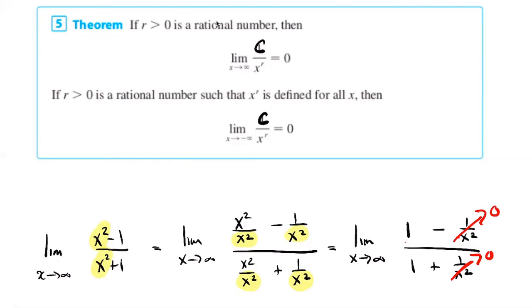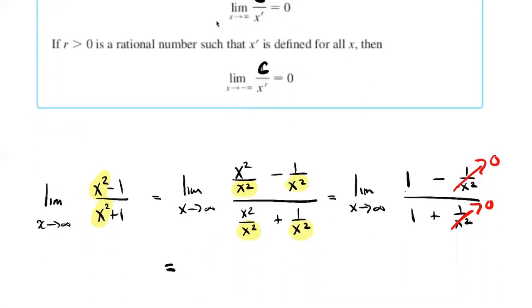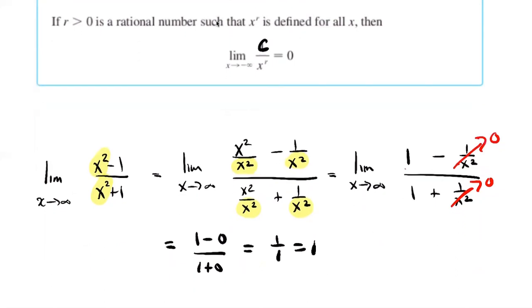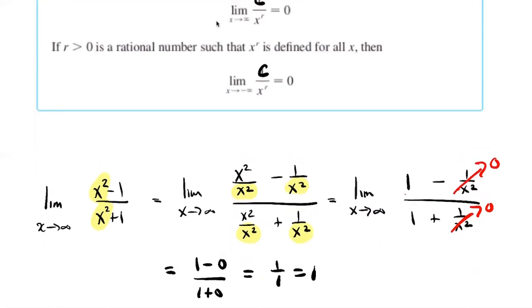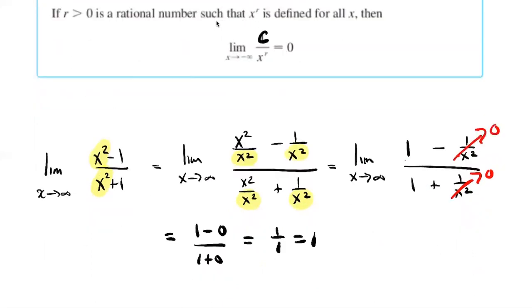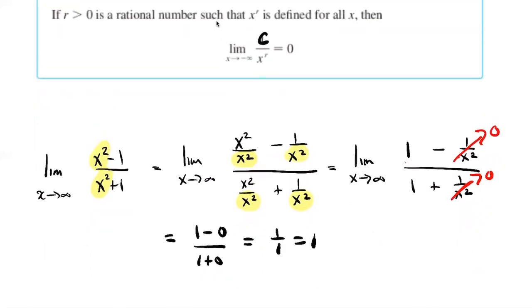So if we simplify this thing a little bit further, that limit is going to be equal to, well, 1 minus 0 over 1 plus 0, and that's 1 over 1, and that's 1. So there's an algebraic computation of that same fact that we saw in the graph. And theorem 5 is valid as x goes to positive or negative infinity. So this also works for x going to minus infinity as well.